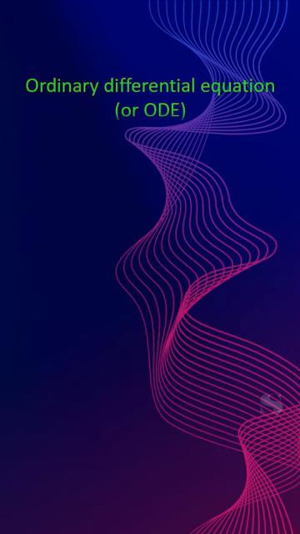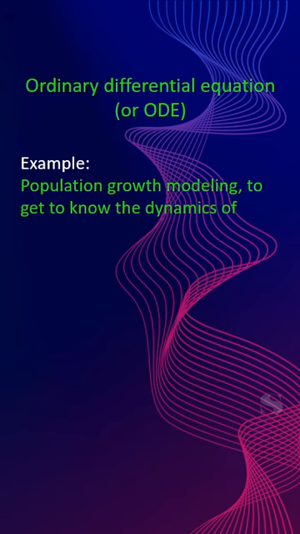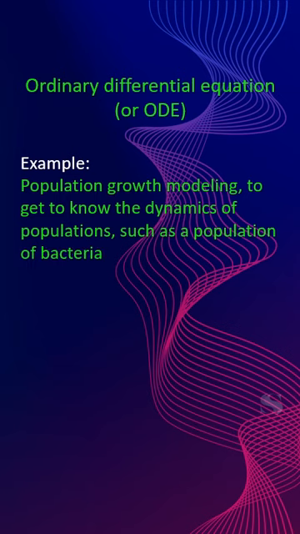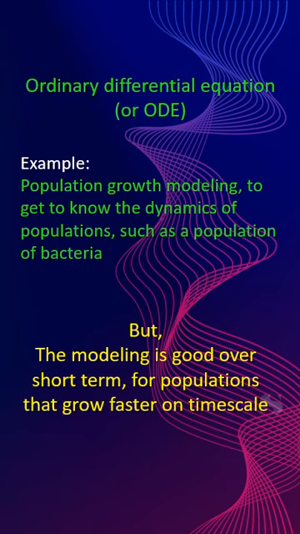A simple example of ODE is the population growth modeling, to get to know the dynamics of populations. Imagine a population of bacteria in a petri dish. If we assume that the bacteria reproduce continuously and that there are no limits to resources like food and space, we can easily and reliably model the population growth by a differential equation. Of course, in reality, it does get complicated. For instance, such models are truer for microbes. They reproduce faster, and mostly over shorter periods because resource constraints kick in after a while.